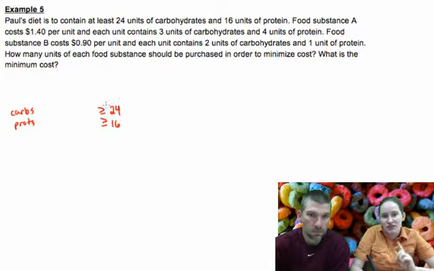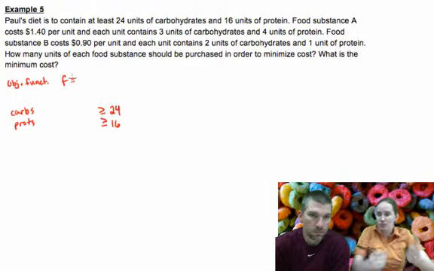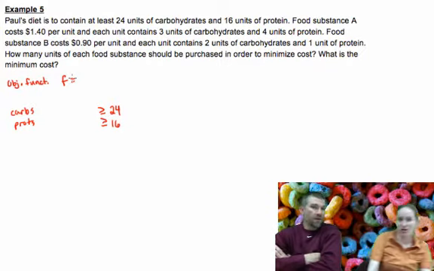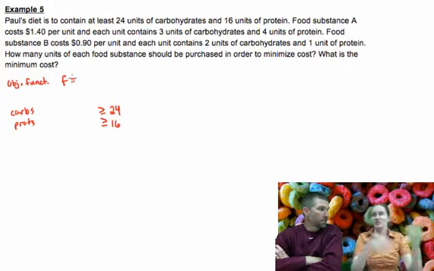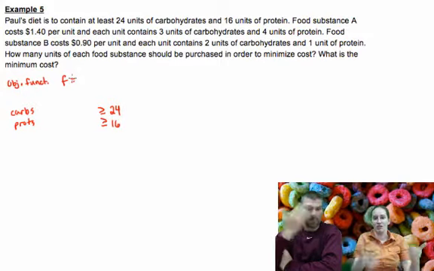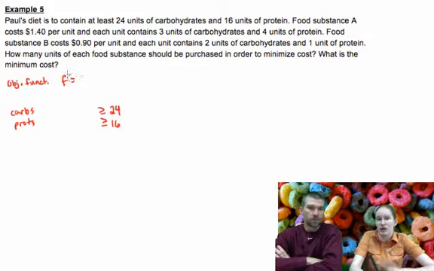Now, food substance A costs $1.40 per unit. Typically, our objective function is where the money is, because in real-world situations, what are we trying to maximize or minimize? Our profit or revenue. We're trying to maximize profit and minimize our costs. If you read to the end, it's asking us about minimizing costs. So in our objective function, we're going to have to put the money.